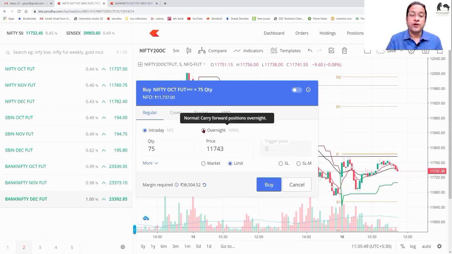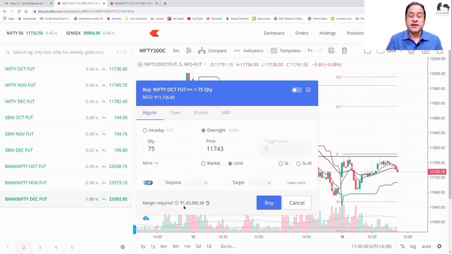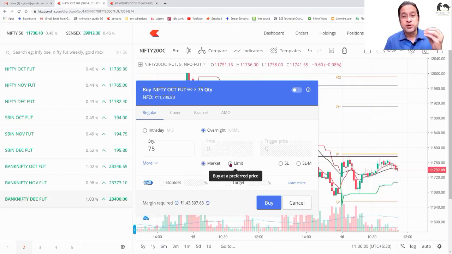Or if you want to go for an overnight, as you can see, the margin is 1,43,000. Now, this screen here provides me comprehensive details. So how to place an order? Usually I place the limit order. I don't place market orders because you have no control. Sometimes even your broker will stop you from placing these market orders.